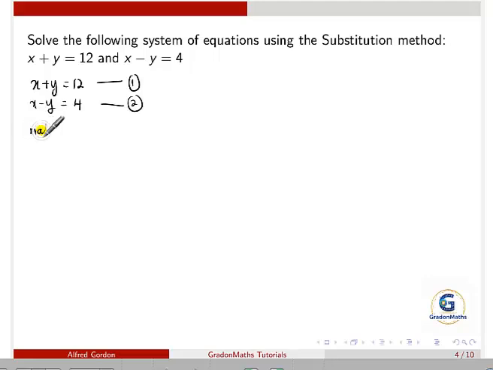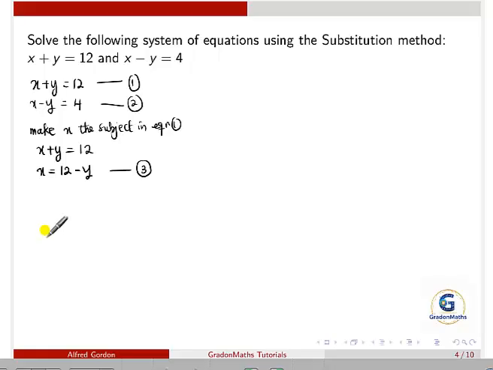Let's make x the subject in equation 1. In equation 1, we have x plus y is equal to 12, and here we want to make x stand alone. So we have x is equal to 12 minus y. Let me name this as equation 3. We shall refer to that.